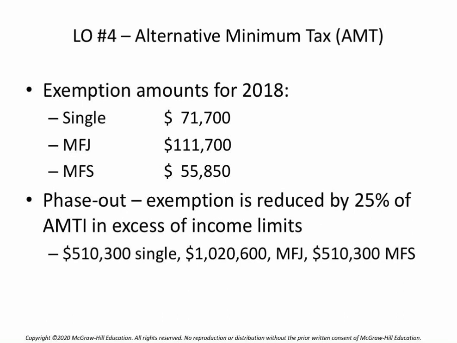And then the phase-out: the exemption is going to be reduced by 25% of the alternative minimum tax income in excess of the income limits. So that is going to be $510,300 for single and $1,020,600 for married filing jointly. And then we're going to split that amount in half for married filing separately and get $510,300 again.